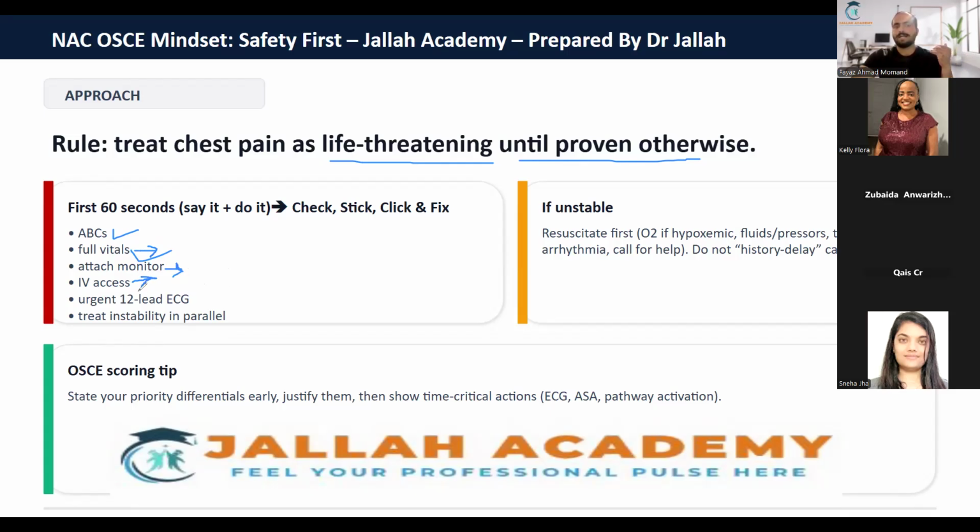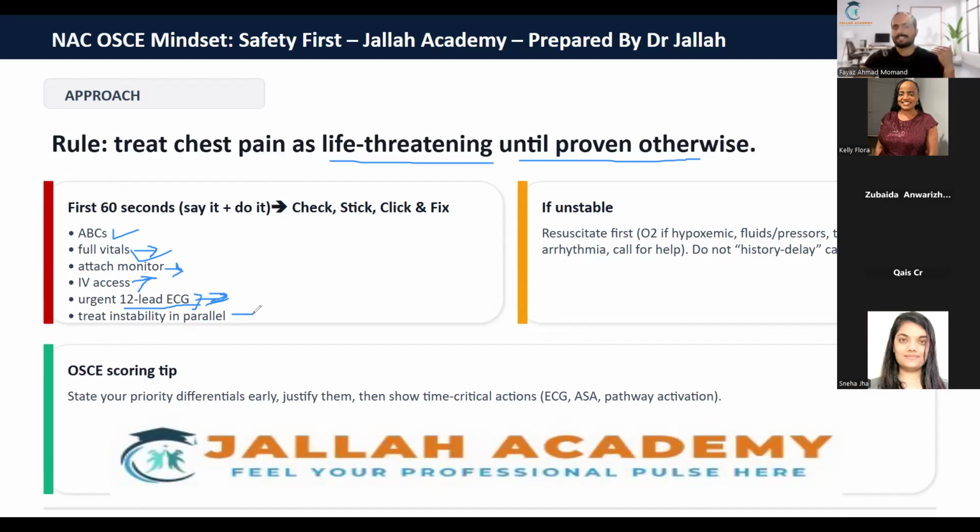Open IV access. We want two IVs on both arms, large gauge IVs. Maybe this patient needs resuscitation and fluid administration. So in that case, IVs are very important. And our goal is to get an urgent ECG. If anyone here has worked in a hospital in Ontario, you would know as soon as a patient comes in for chest pain, the priority is to get them to an ECG. They get an ECG first, and then other things can be done later on.